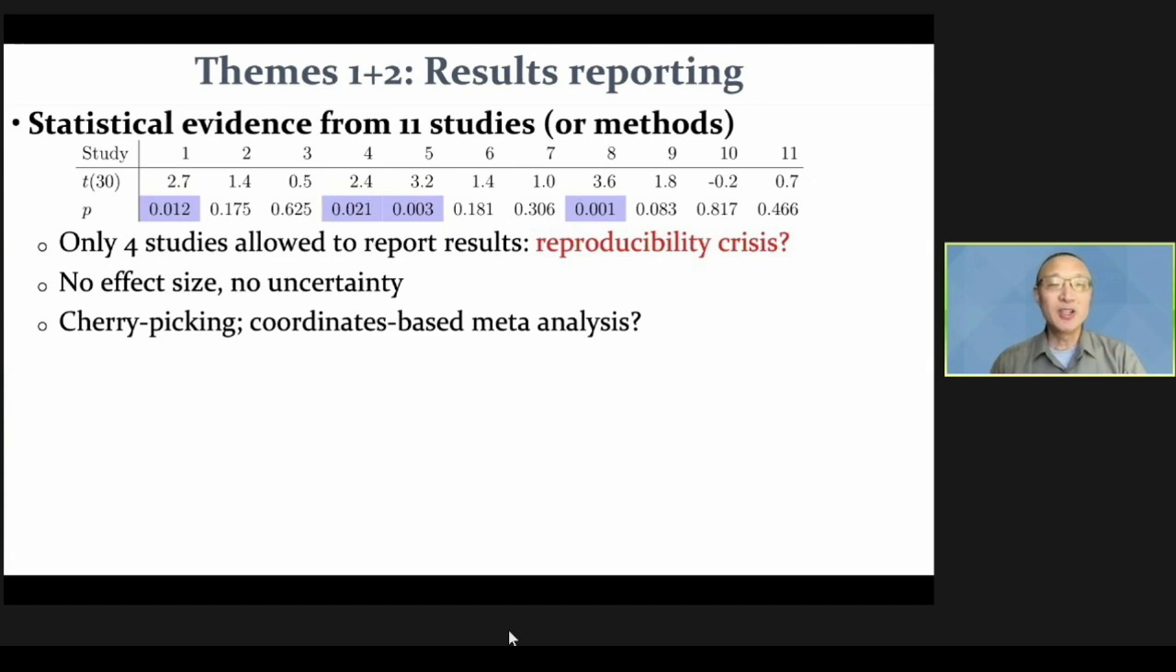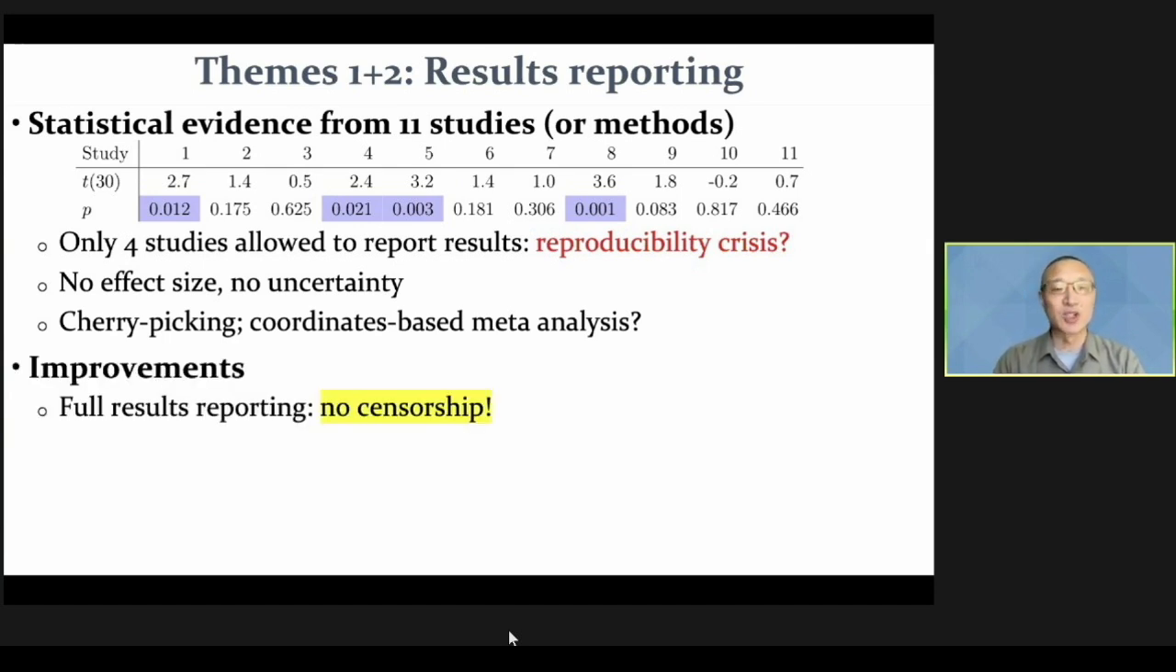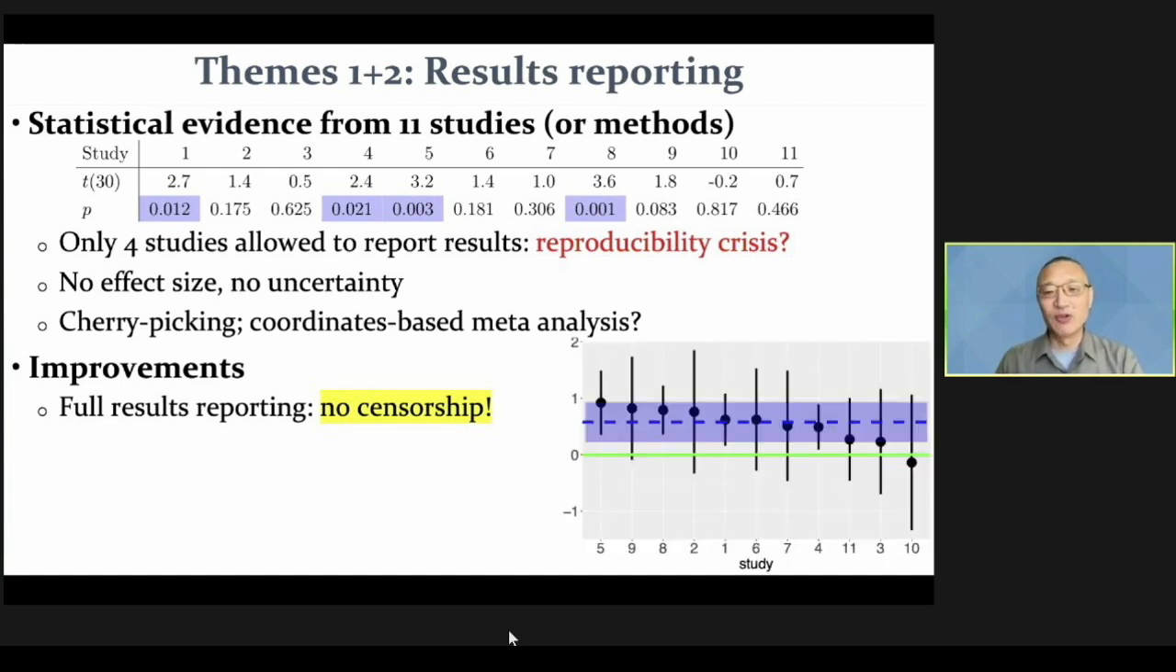Typically in neuroimaging, there's no effect size, no uncertainty. So 4 out of 11. Do we consider that cherry picking? From a meta-analysis perspective, you cannot do much about it other than the so-called coordinate-based approach that is considered crude. So what can we do better than that? Well, I think we can.